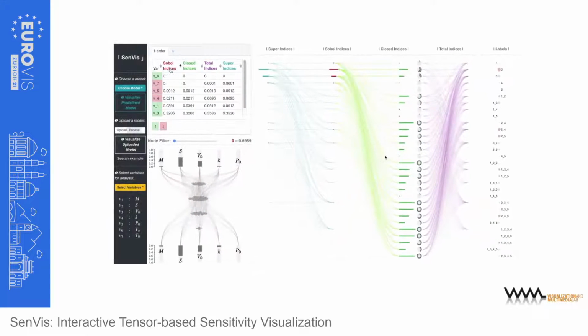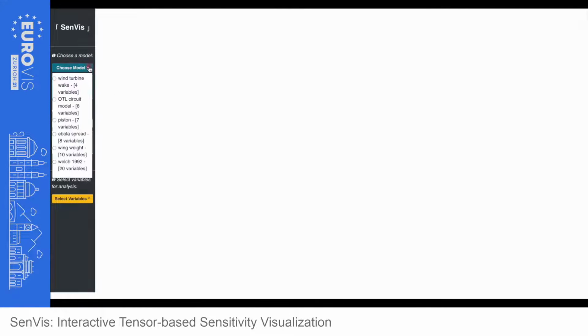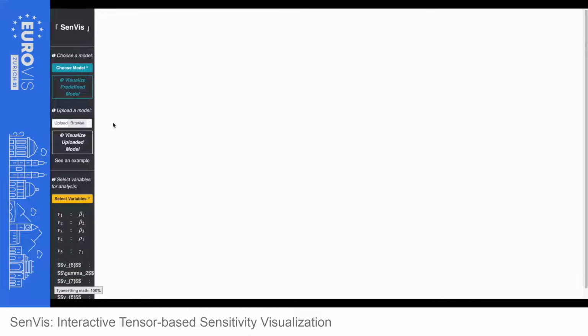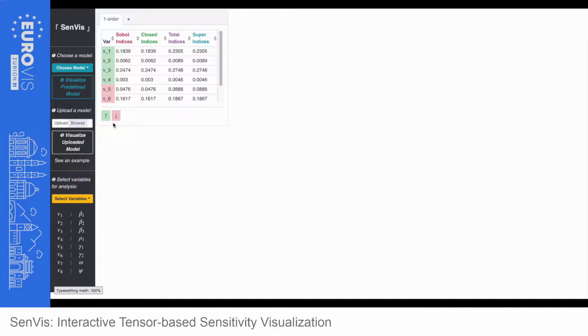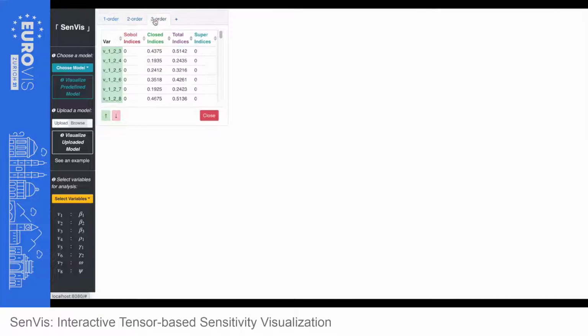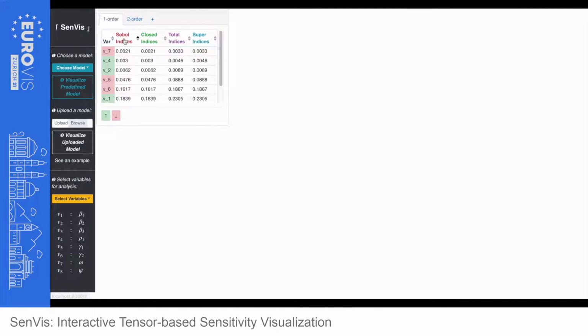Next, I will shortly demonstrate our SenVis system on the Ebola spread model. First, from the navigation bar, we can choose the predefined model. The Sidwall tensor will be built and the sensitivity indices will be calculated on the server side. Then all the first-order indices will be displayed in the tabular view by default. Higher-order indices can also be navigated.